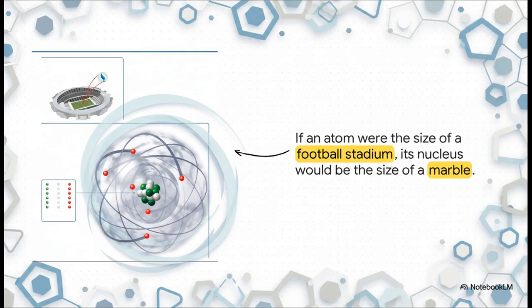The rest is just empty. So you might be asking, if everything is 99.99% empty space, why can't I just walk through a wall? Well, it's because the electron clouds of the atoms in the wall violently repel the electron clouds of the atoms in your hand. That feeling of solid is actually a massive electromagnetic force field pushing back at you.